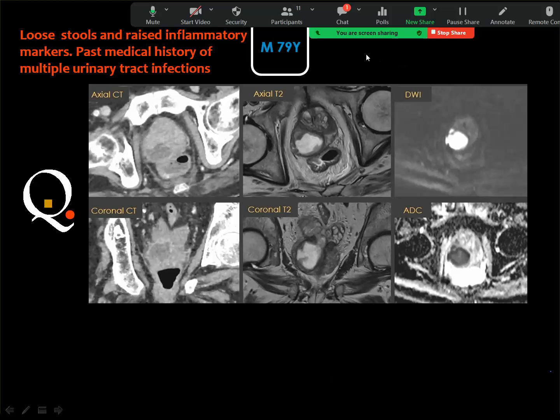This is a male patient, 79 years old, and he has loose stools with raised inflammatory markers, vast medical history of multiple urinary tract infections. And this is MRI and CT of the prostate, CT axial, CT coronal, axial T2, coronal T2, axial diffusion, and ADC.